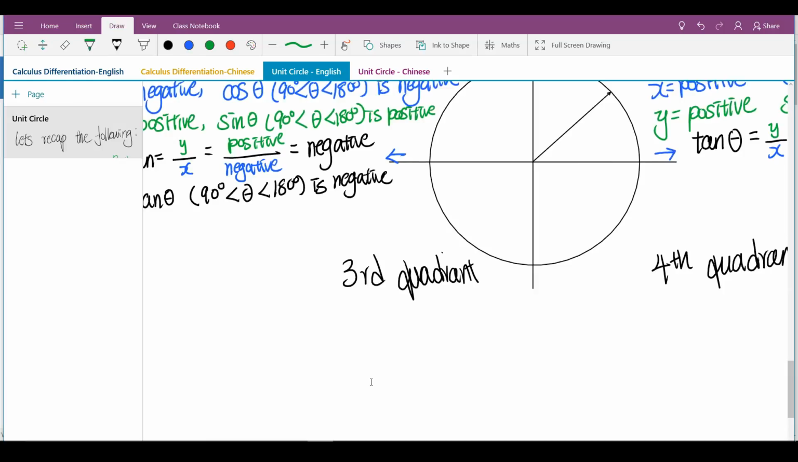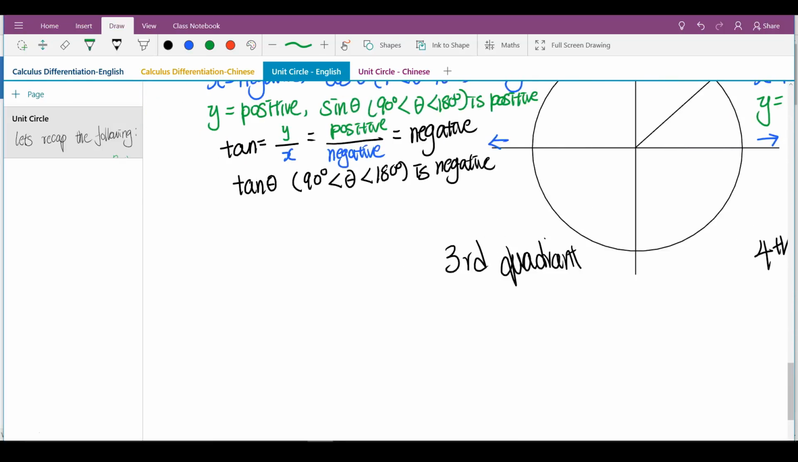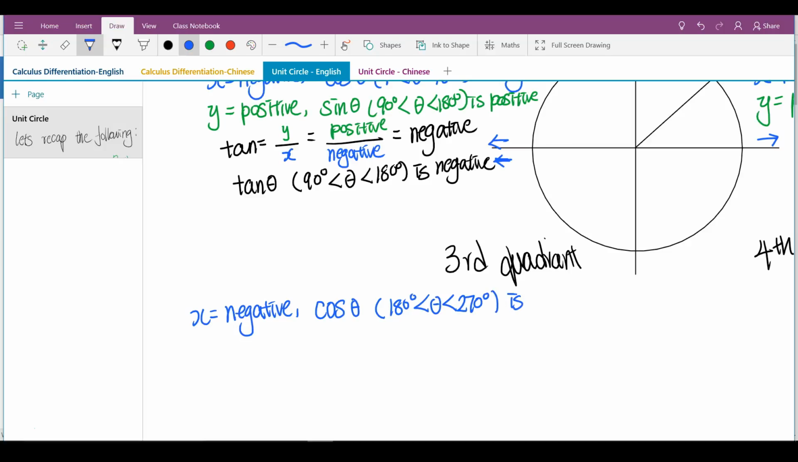Right, let's look at the next one, the third quadrant. Hopefully you guys start to see the patterns here. In the third quadrant, first the x value remains negative because it's still on the left-hand side of the Cartesian plane. So the x values are negative. Therefore, cosine theta, given that theta is less than 270 and bigger than 180 degrees, is negative.